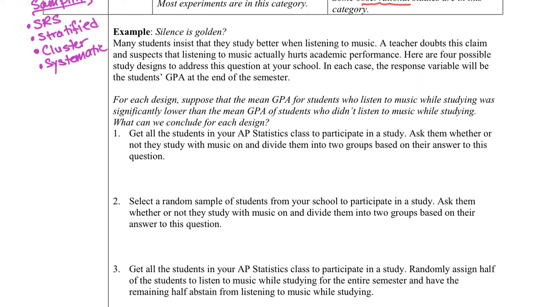Let's look at an example, and we will try to decide whether or not we should proceed or make any inferences based on the information we receive about the study. Let me have you take a moment to read the Silence is Golden first paragraph on your own. The results of this study were that the mean GPA for students who were listening to music while studying was actually lower than the mean GPA of students who didn't listen to music. I was actually hoping for the other way. I like to listen to music.